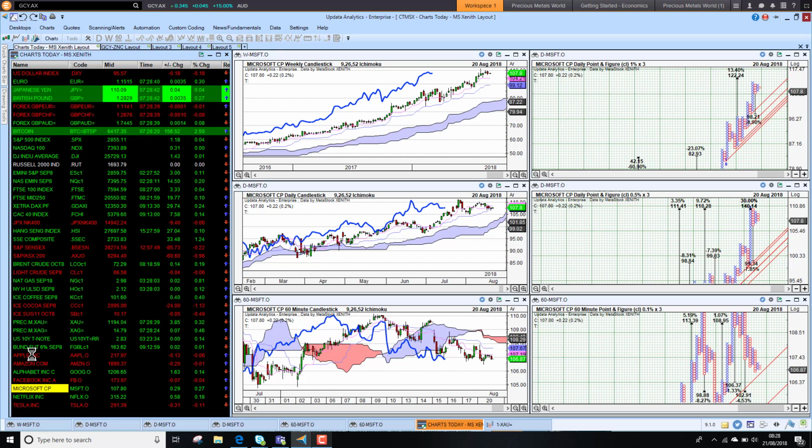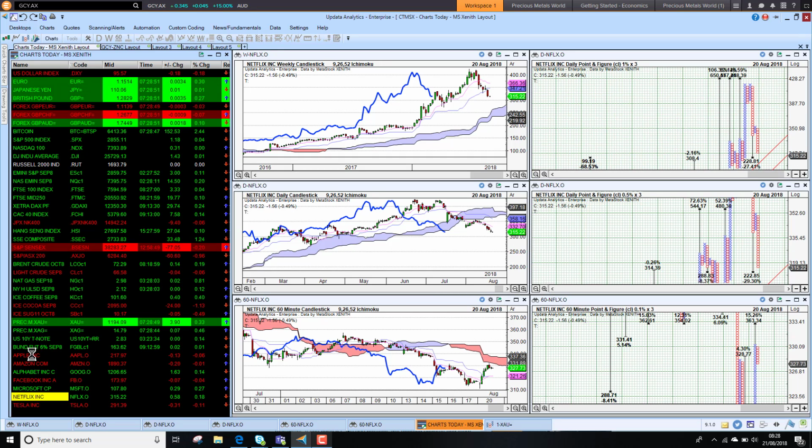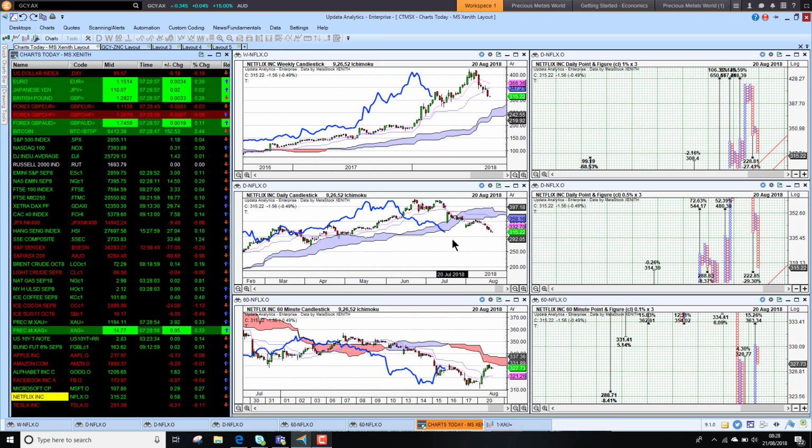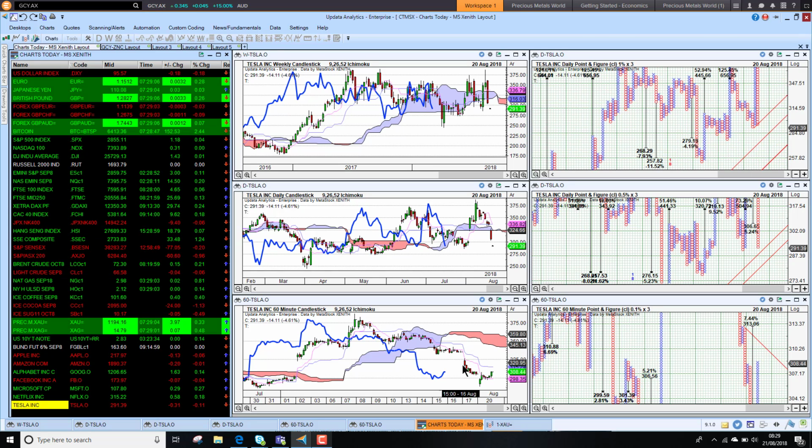Microsoft sitting at 107, just can't get hold of that 110 level, so we're sinking lower there on the short-term chart. Netflix was up quite sharply yesterday, having had a bad few weeks after their warning. Interestingly, the medium-term chart is starting to break through, and Tesla also just looking down another 4% yesterday. So Tesla's starting to look quite worrying on the charts.